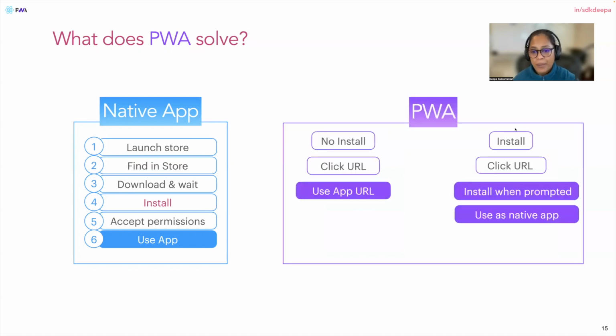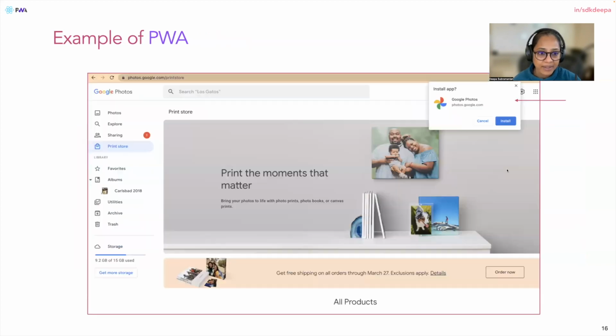Whereas in a progressive web app, there are only two options that you have. One, you don't want to install it because it's already a progressive web app. You just open it in your browser inside your native device that you're using, be it desktop or mobile. You just click the URL and you start using the app. So that's one way. Otherwise, if you want to install it, there is an install option that's available when you click on the URL. And once you install it, you use it as a native app. So how simple is that, right?